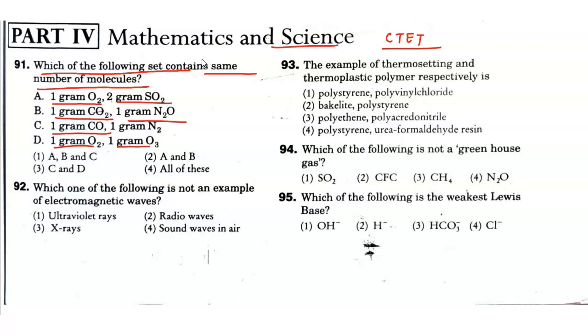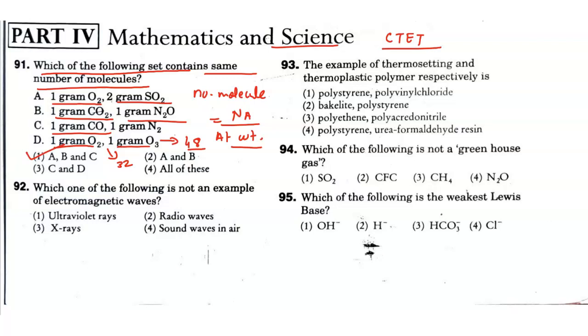Here we will calculate this by using the number of molecules. The number of molecules is equal to Avogadro's number divided by its atomic or molecular weight. Here the molecular weight of O2 is 32 and O3 is 48. So this is the only difference, and that's why the correct answer is option first.